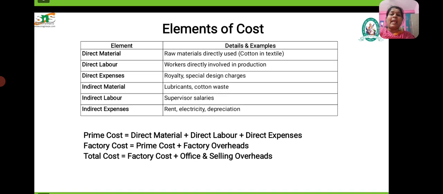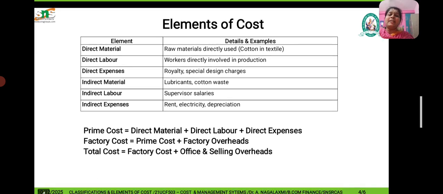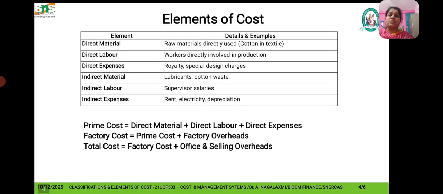Now we are into the elements of cost. Elements means what are the things included in the cost. So direct material, direct labor, direct expenses, indirect material, indirect labor, indirect expenses. These things are the elements of cost. Direct material means raw materials directly used. For example, cotton is used in the textile industry. That is direct material.